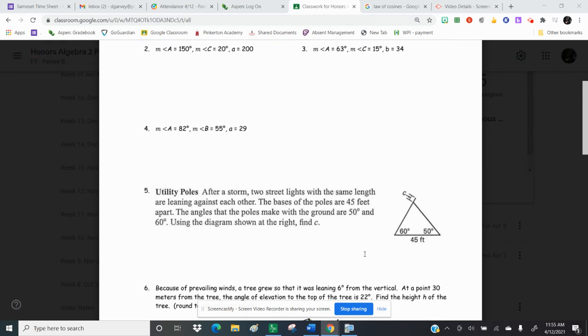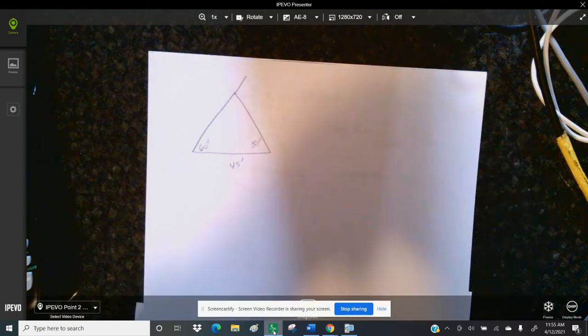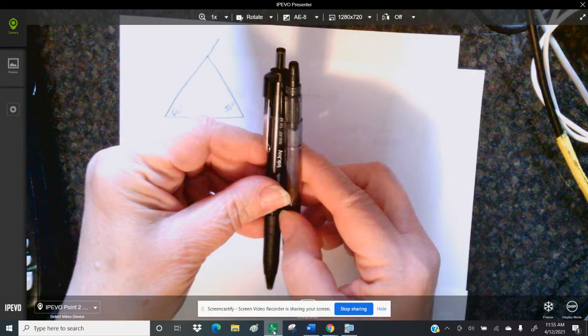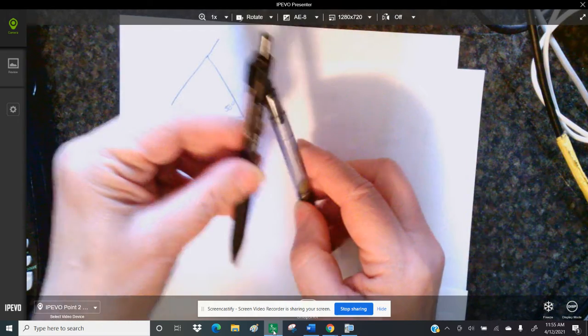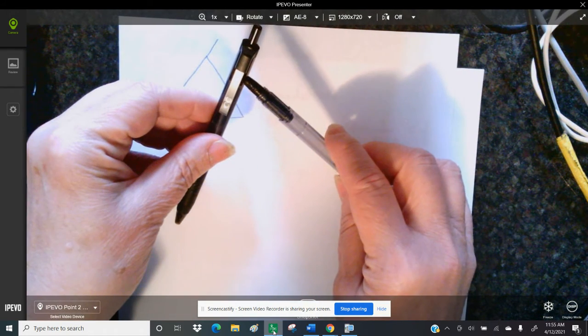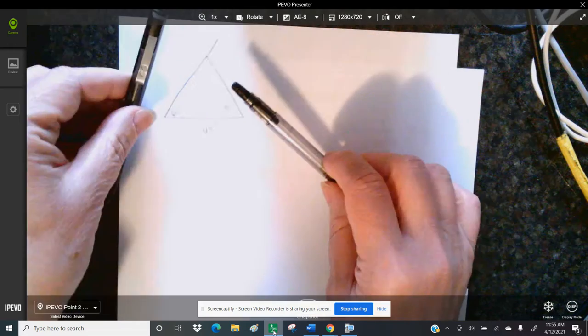So this is trig 11, number 5. And the important thing to know about number 5 is those utility poles are going to be the same length. If you imagine this, these are your utility poles, and when they fall, these would be the same length. When they fall, it's going to be kind of like this. But again, no matter what, those two poles are going to be the same length.